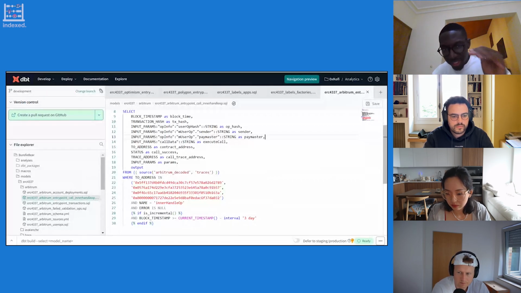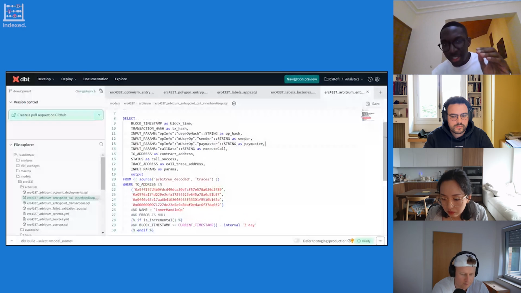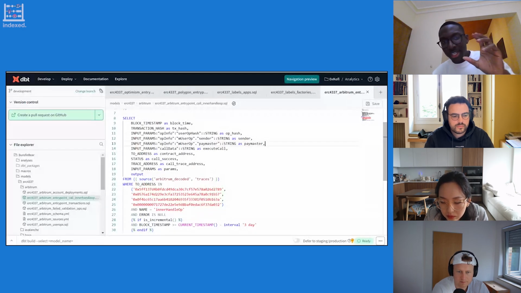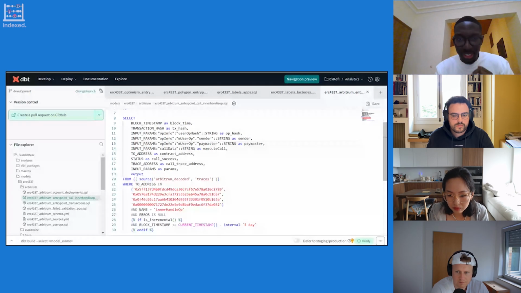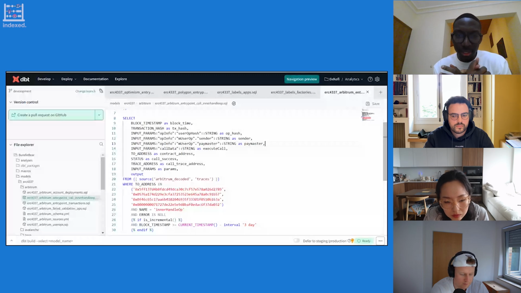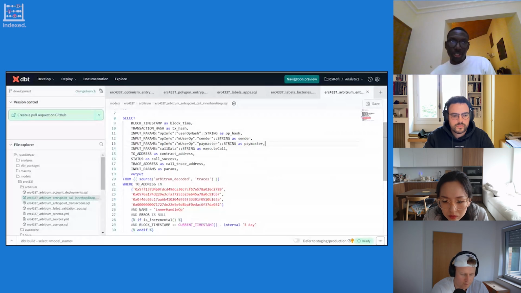And inside of that function call, if you decode the input data, you can see information about what the hash of this user op was, who the sender was, who the paymaster was, and what the call data was. And the call data will contain information about what contract was being called, whether that's some game contract or Uniswap or USDC, and what the function selector was.